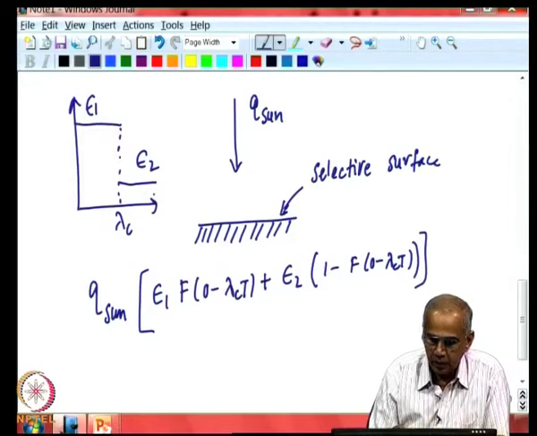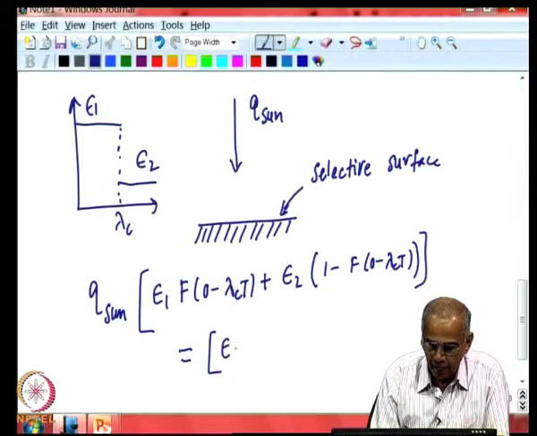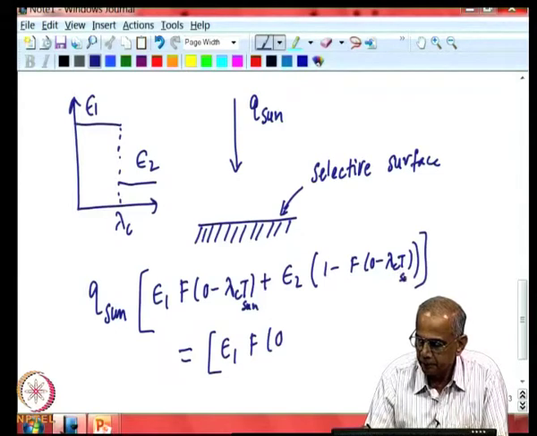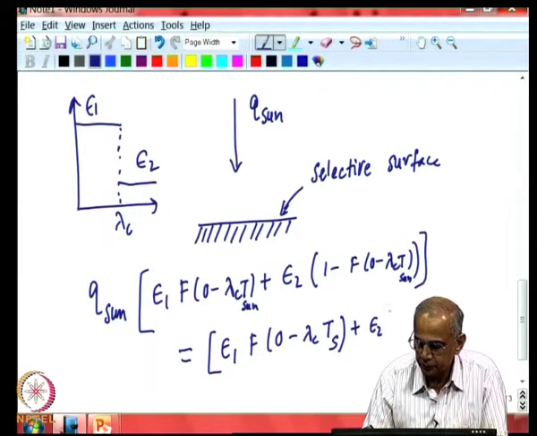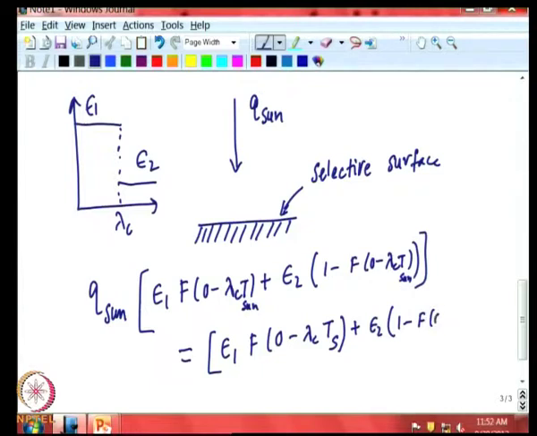So, this has to be equal to the heat lost by the surface, which will be epsilon 1 F 0, this is T sun here, 0 to lambda c T of the surface, not the sun, and epsilon 2 into 1 minus F into 0 to lambda c T surface into sigma T surface to the power of 4. This is the main balance.